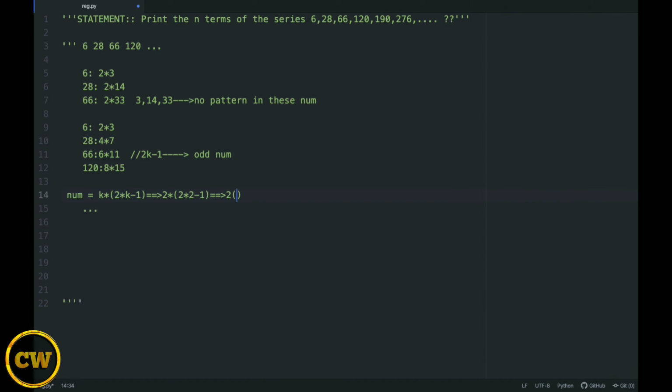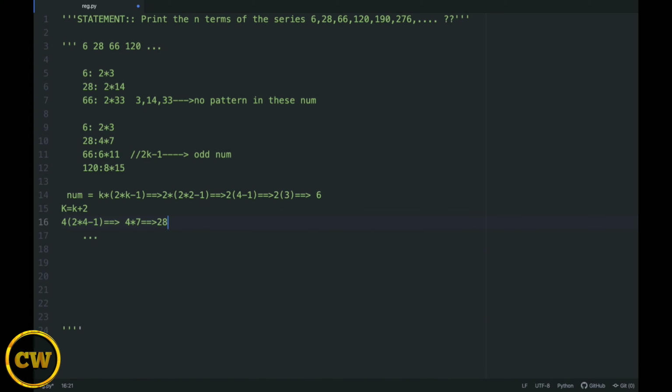So it would be 2 into 4 minus 1. It would be 2 into 3. That would be 6, and we will increment k by 2 now. So k equal to k plus 2, so that we will get 4 into 2 into 4 minus 1. It would imply 4 into 7.